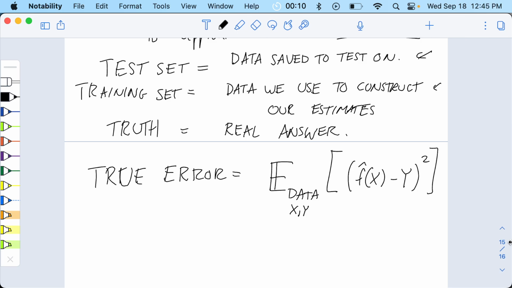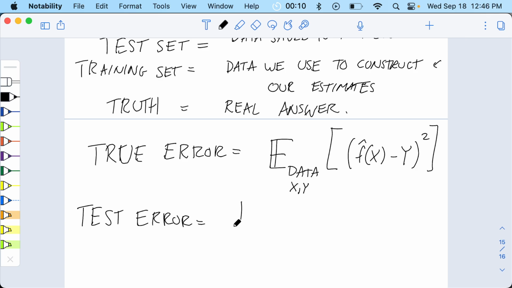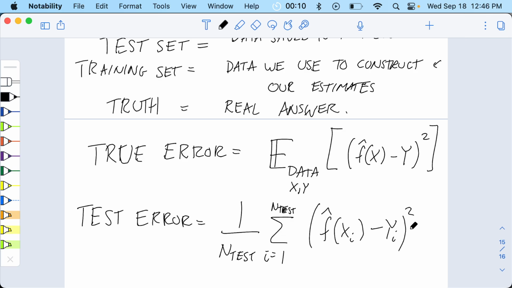And what is the test error? It's the same kind of thing, but instead of doing the true average, we're summing over our test data set. So it's one over the number of test points, and then you sum from i equals 1 to the number of test points of (f hat of x_i minus y_i) squared. So the true error is over this data, which we don't know. You can never get that in real life. And the test error is just an approximation of this, by summing up over our test set.